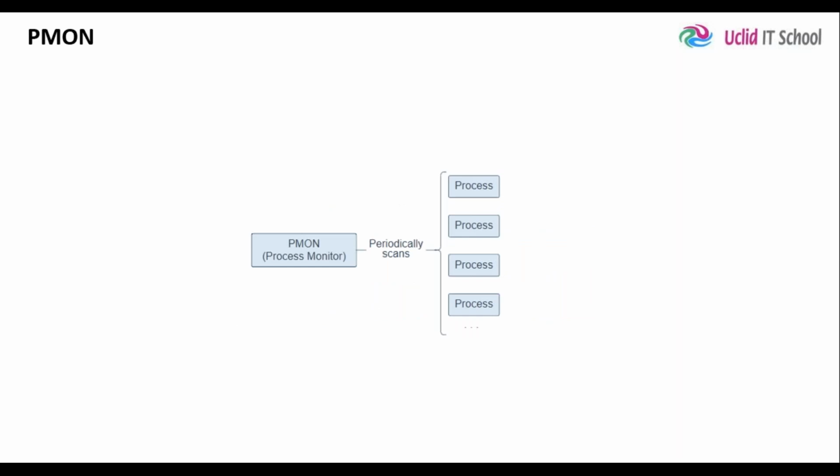PMON. PMON is the process monitor. It monitors all other processes. You have many background processes, you have server processes, and PMON is the leader for all these processes. It monitors all other processes and performs process recovery when a process crashes or dies.